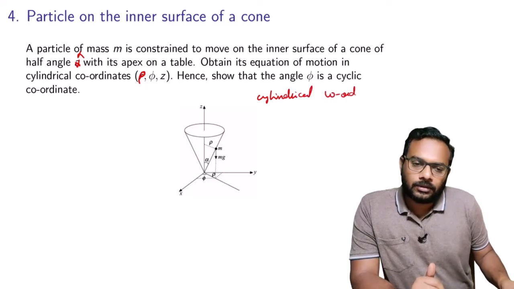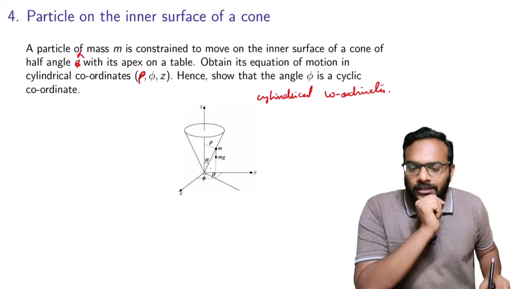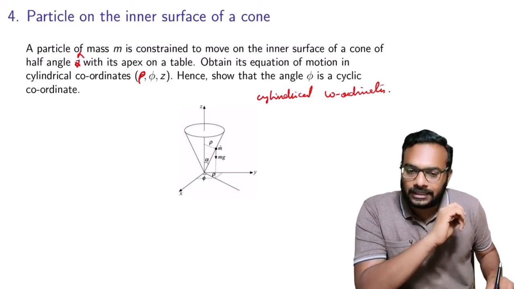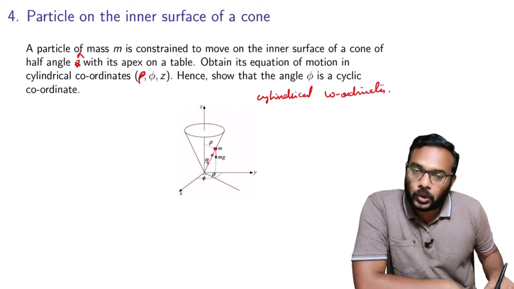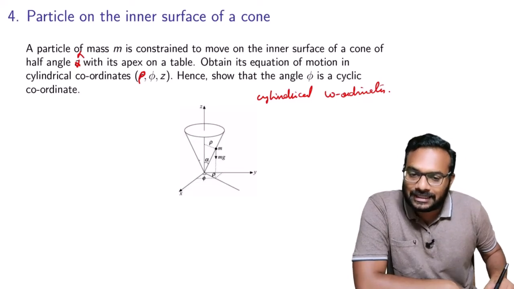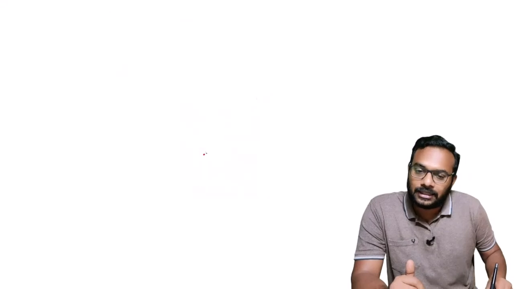Cylindrical coordinates. Okay, so what do we see here? We see that there is a constraint. The constraint is that this particle is confined to the inner surface of the cone. Which means that there is a relation: once z is fixed, once height is fixed, then rho is also fixed.